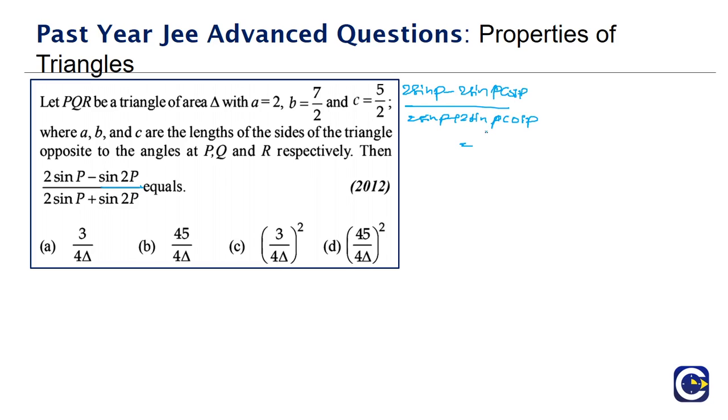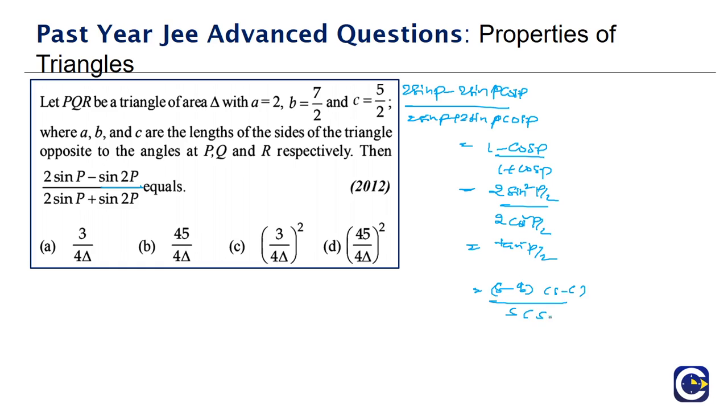So if we simplify this, sin P and 2 will be cancelled everywhere, so we get 1 minus cos P divided by 1 plus cos P. Simplifying further, 1 minus cos P is nothing but 2 sin square P by 2, divided by 2 cos square P by 2. So 2 gets cancelled and we get tan square P by 2. So tan square P by 2 is nothing but (s minus b) into (s minus c) divided by s into (s minus a), where s is equal to (a plus b plus c) by 2.